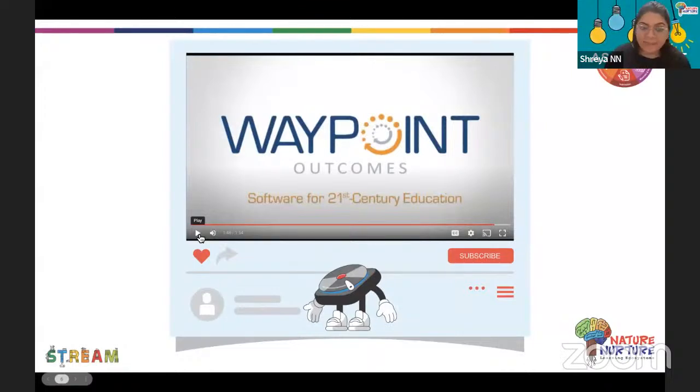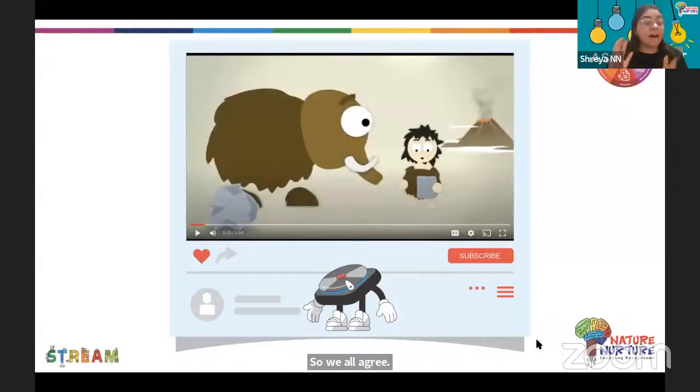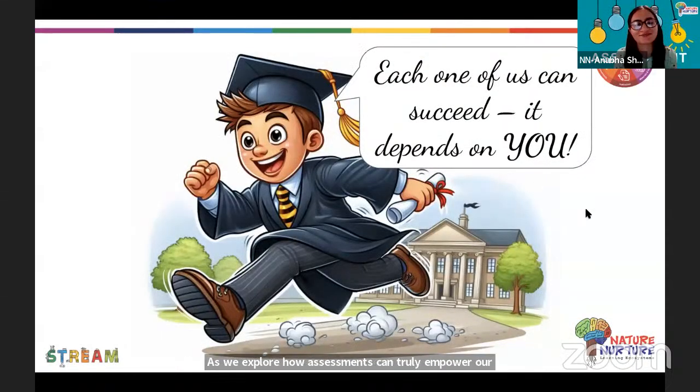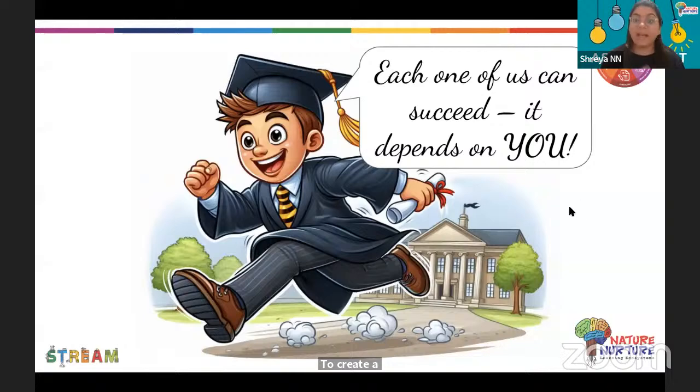So we all agree assessment has gone from being a final judgment to an ongoing conversation. We've discovered that it's not about labeling learners, but about peeking into their marvelous minds and finding creative ways to help them shine. So, let us celebrate this shift from summative sentencing to formative fun as we explore how assessments can truly empower our learners to reach their full potential. Yes, it is up to us as educators to create a nurturing and inspiring environment for our learners. Remember, their success is our success, and it all begins with us.